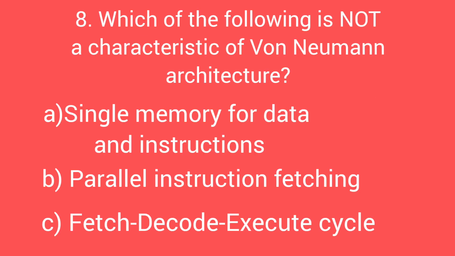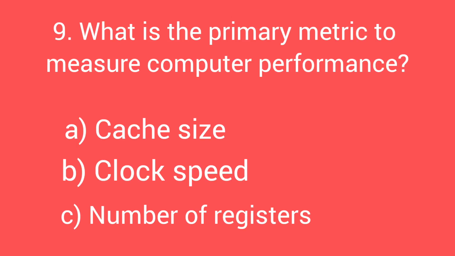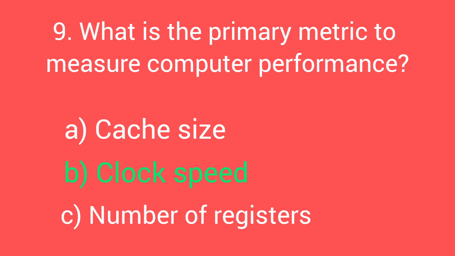8. Which of the following is not a characteristic of von Neumann architecture? Parallel instruction fetching. What is the primary metric to measure computer performance? B. Clock speed.